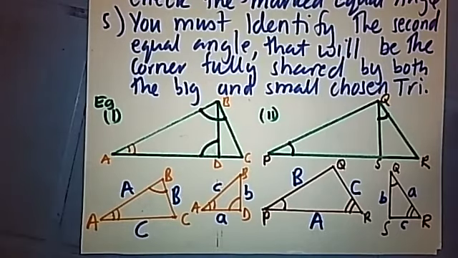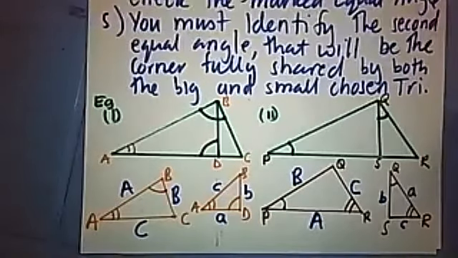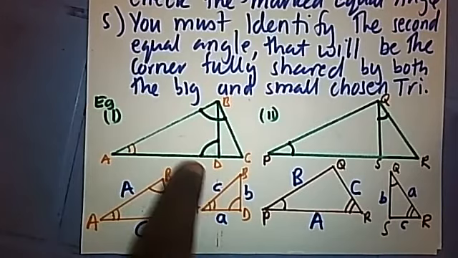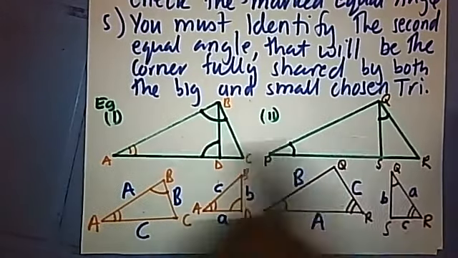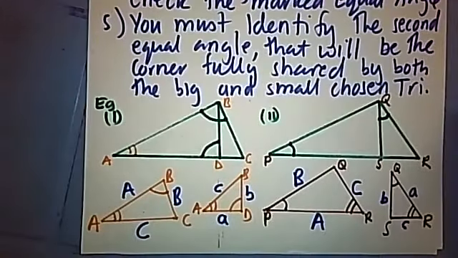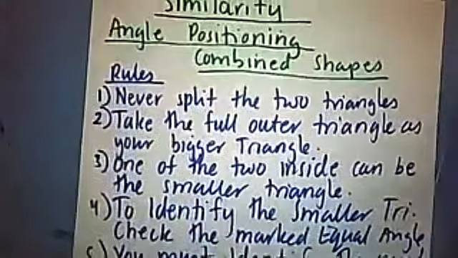But remember, I am still on angle positioning. I said shapes can be inside each other. Do you agree? But not all the time can shapes be inside each other. Sometimes shapes are joined, but from the outside. What do I mean from the outside? Like this.